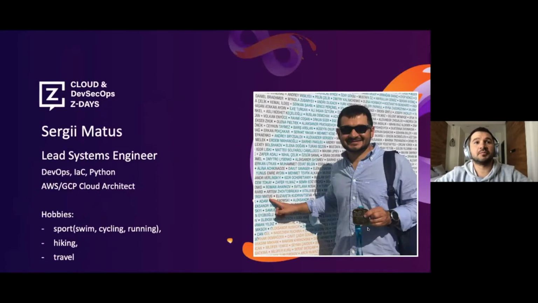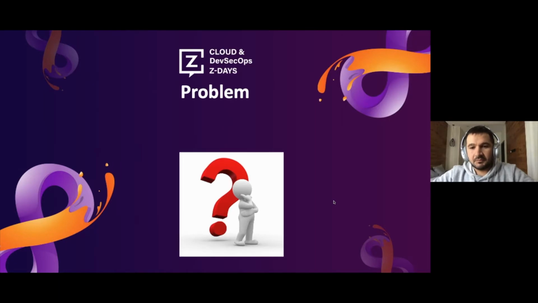I'm lead system engineer at EPAM Systems. I'm a DevOps, infrastructure as code evangelist, and a bit of a Python developer. Also, I'm a certified GCP cloud architect as well as AWS. Apart from working, I have some hobbies, which is triathlon sport activities, which is swim, cycling, running, and basically one of the cross-continental swimmers this year in Bosphorus in Turkey. I also really enjoy hiking and travel, but of course due to COVID, I'm a bit blocked.